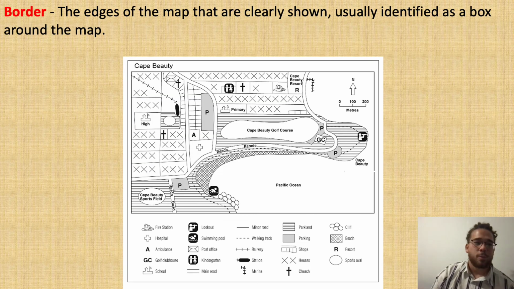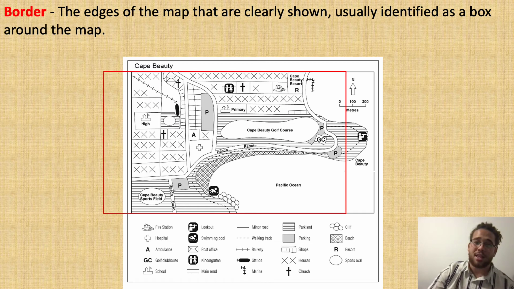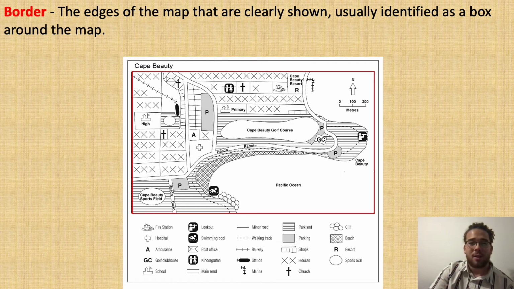Moving on. So, border. The border is the edges of the map, so we know the outline of the map that we're looking at. Usually they're identified as a box around the map, and you can see that here. That red line is showing us where the border of our map is.